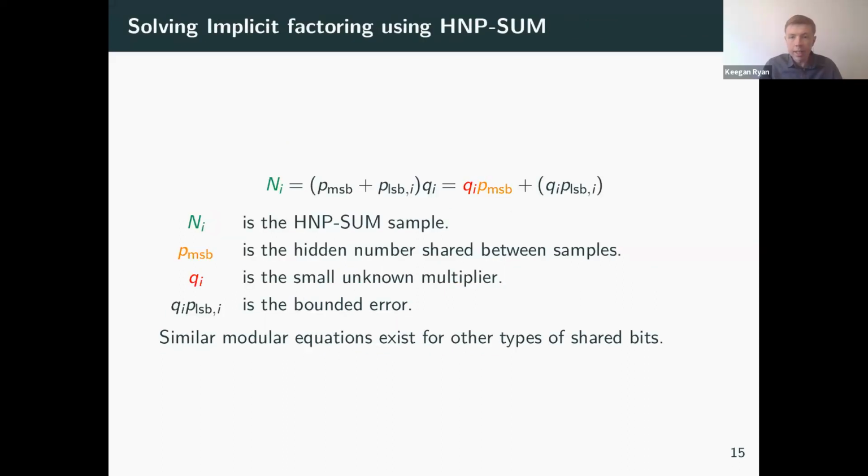And fortunately, this does seem to resemble the hidden number problem with small unknown multipliers. In particular, we have a number of known samples given by the moduli. The shared value x that's shared between all samples is just the shared most significant bits. Our small unknown multiplier is just the smaller of the two prime factors q sub i. And then the error term just comes from the fact that the RSA moduli are unbalanced. So this gives us the reduction for the case where the most significant bits are shared, but there are also reductions for the other cases that we have.